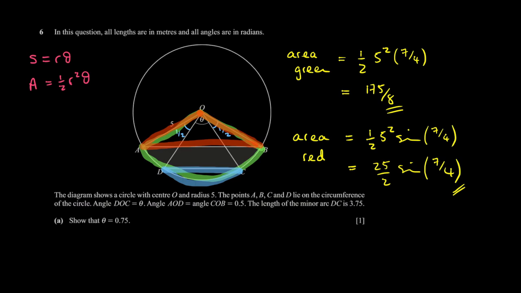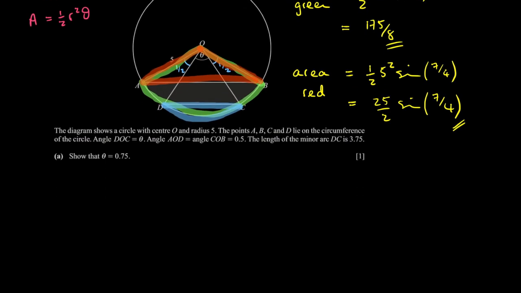Okay, so we've got the green, we've got the red. So now the only thing we need to do is find that blue region here, right? This blue region. So how can we do that? Well, the blue region is going to be the sector, that guy, minus the area of this triangle. Okay, so the sector OCD minus the triangle OCD. So how can we do that?